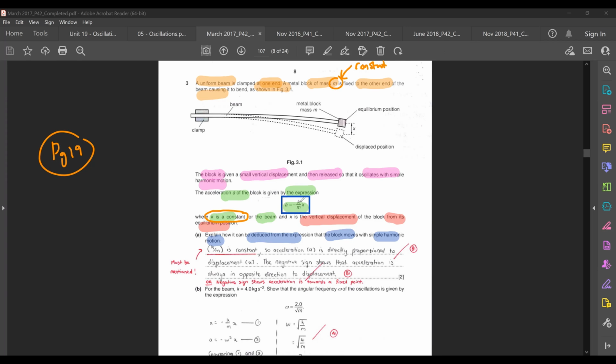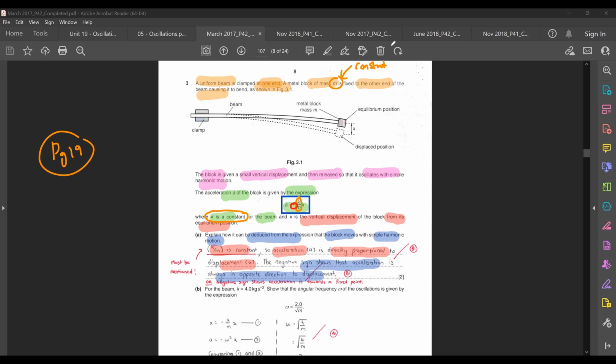So if you look at the expression K over M, you can say that K over M is constant. So acceleration A is directly proportional to displacement X. This is the first criteria. And then you also notice that there's a negative sign in your expression. The negative sign here indicates that acceleration and displacement are always in opposite direction. So hence your motion is going to be simple harmonic motion.